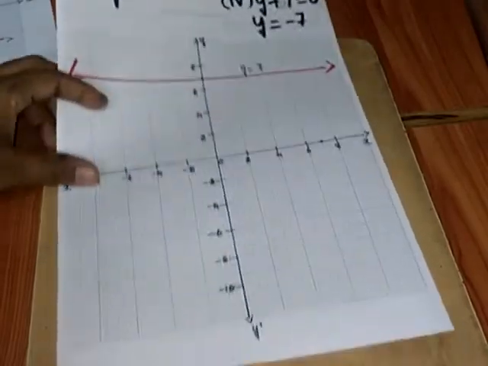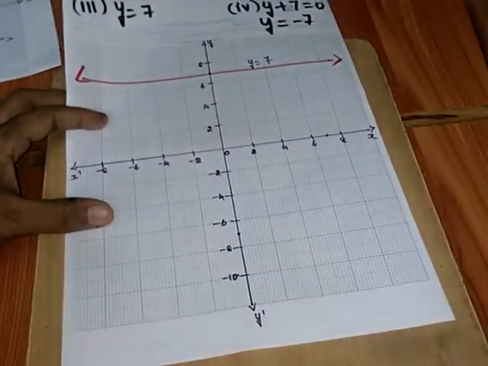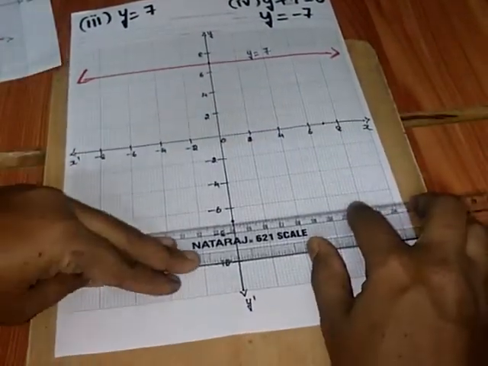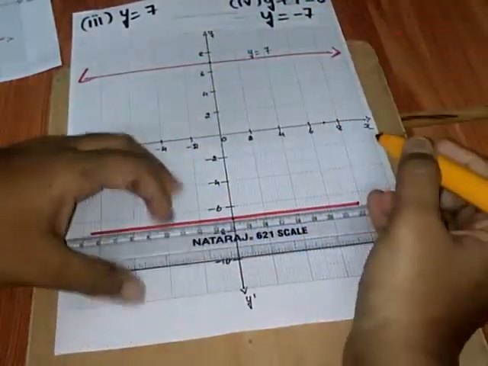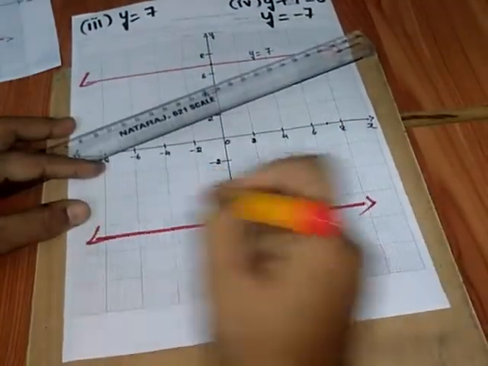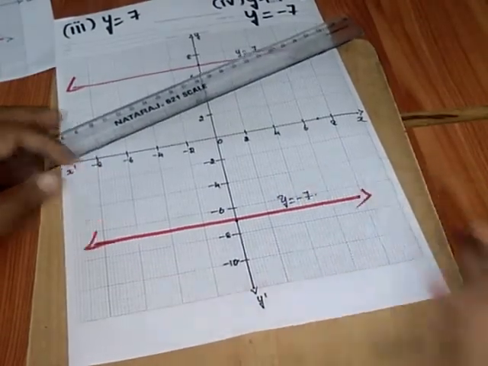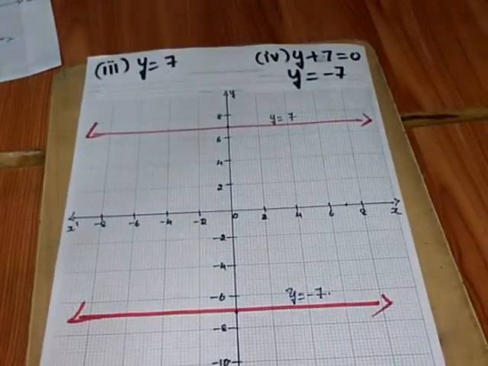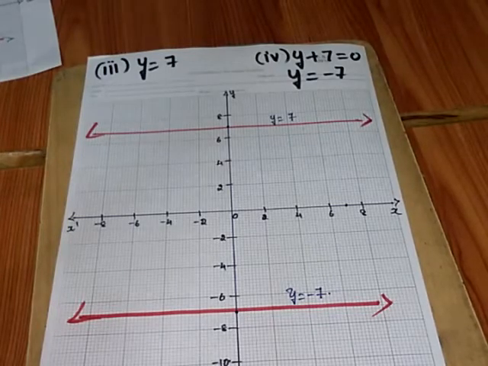In the similar manner, here between minus 6 and minus 8, we can find minus 7. With the help of your scale, again draw a straight line as the value of y is given, and this line is parallel to the x-axis. This is the line obtained with the equation y is equal to minus 7. I hope you have got these 4 problems, children. Very simple, and it is a repetition from the chapter coordinate geometry.